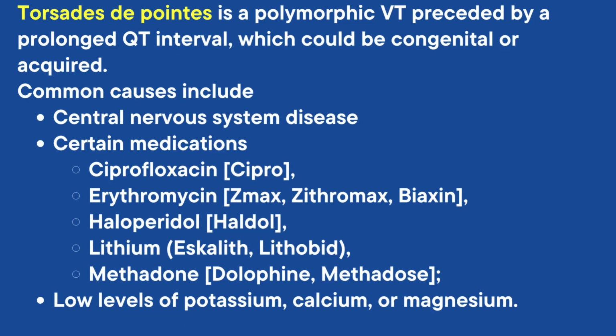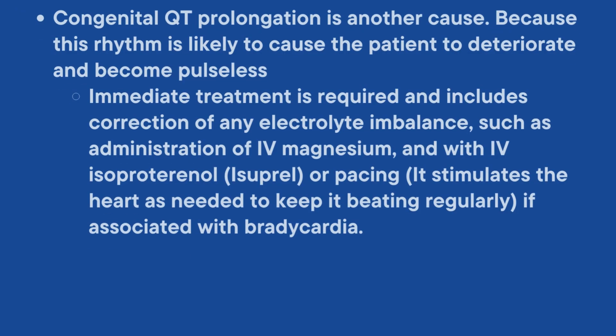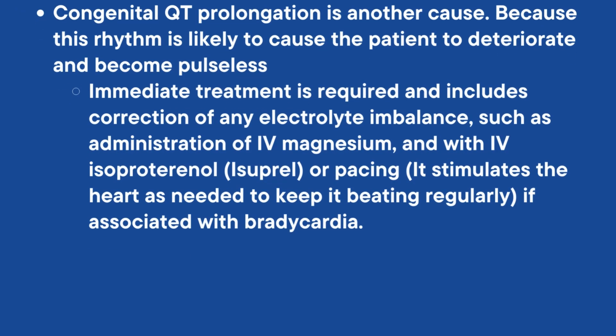Torsades de pointes is a polymorphic VT preceded by a prolonged QT interval, which could be congenital or acquired. Common causes include central nervous system disease, certain medications such as erythromycin, haloperidol, lithium, methadone, etc., and low levels of potassium, calcium, or magnesium. Congenital QT prolongation is another cause. Because this rhythm is likely to cause the patient to deteriorate and become pulseless, immediate treatment is required and includes correction of any electrolyte imbalance, such as administration of IV magnesium, and isoproterenol or pacing if associated with bradycardia.